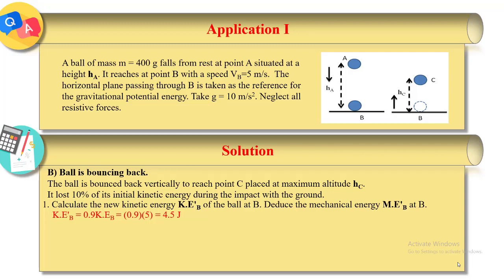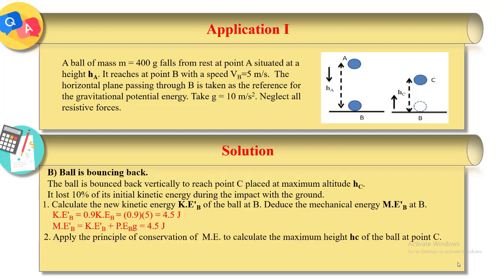Then we have to deduce the mechanical energy at point B. The new mechanical energy at point B is equal to the new kinetic energy plus the gravitational potential energy at point B. But the gravitational potential energy at point B is equal to 0. So the new mechanical energy at point B is equal to 4.5 joule.